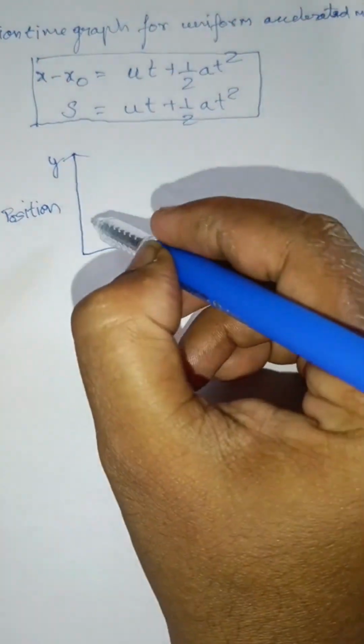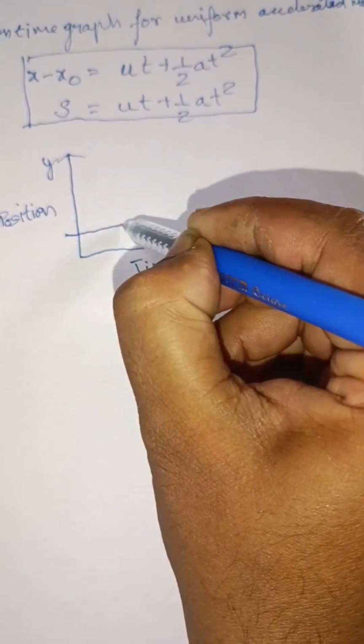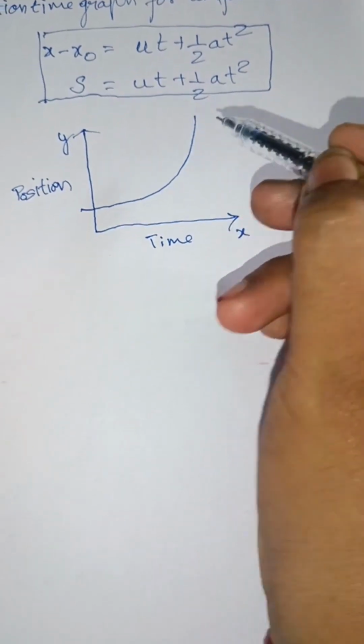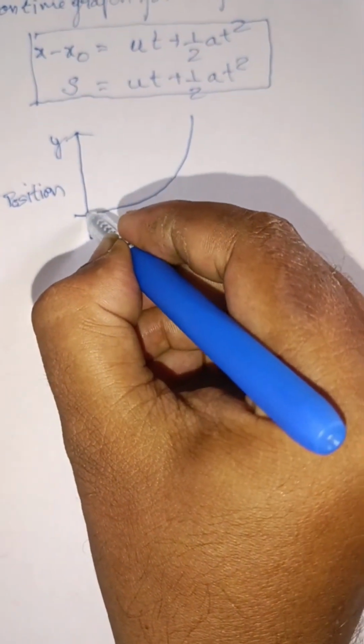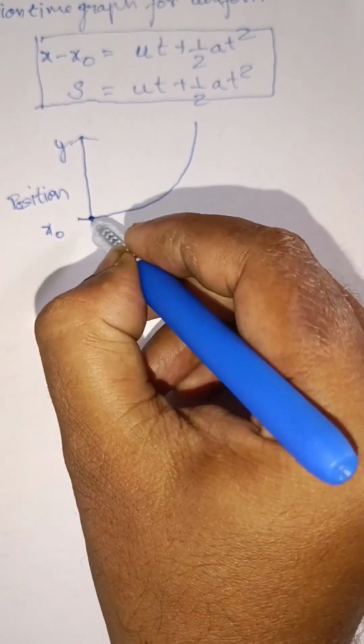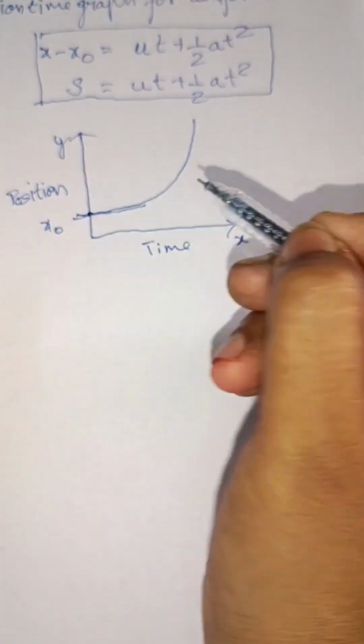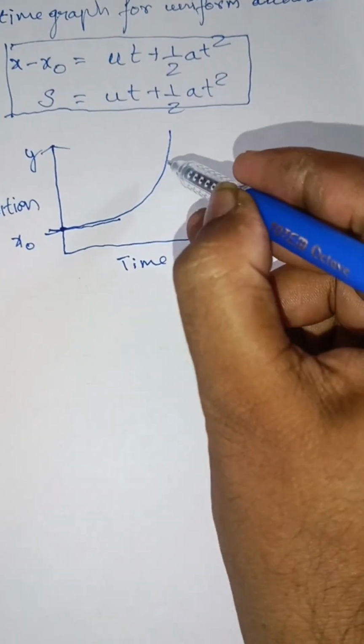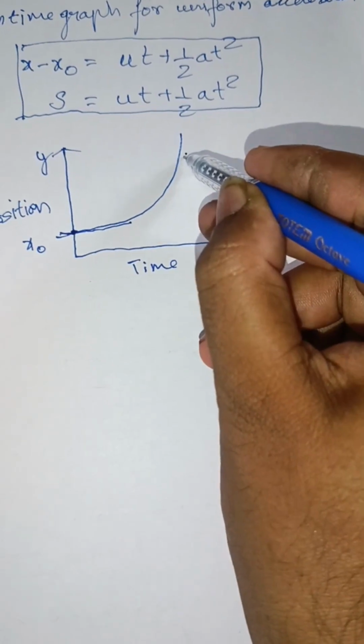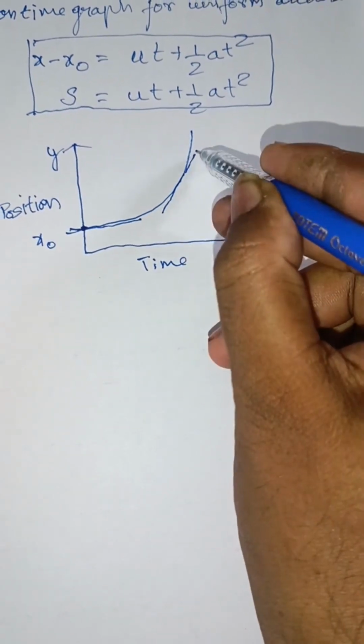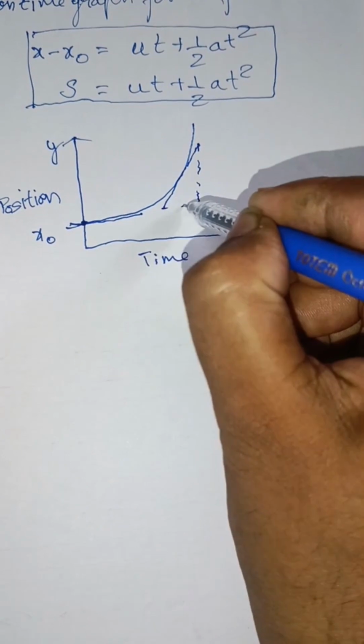So here we need to draw a curve which is increasing and changes with time. This point I will consider as the x naught point, and with this I will calculate the position. Here also I can calculate the position for a particular point by drawing a slope.